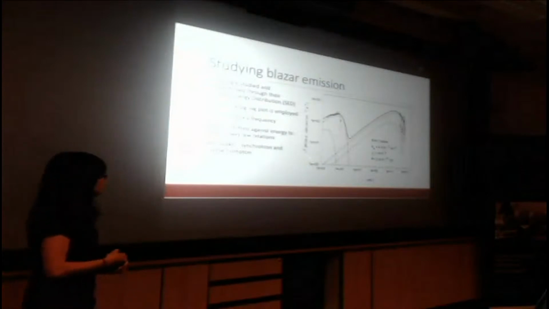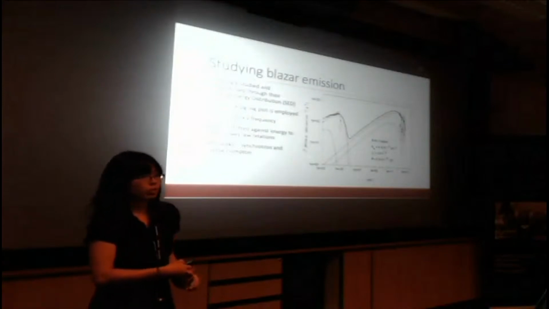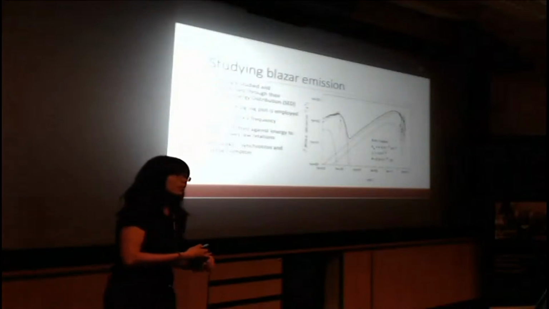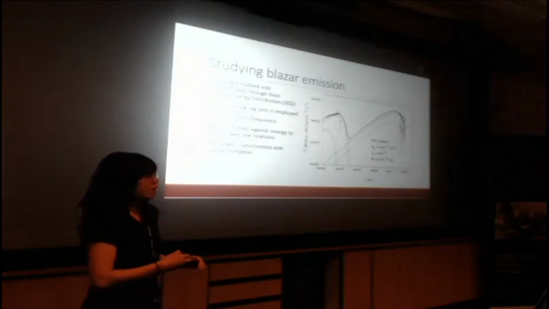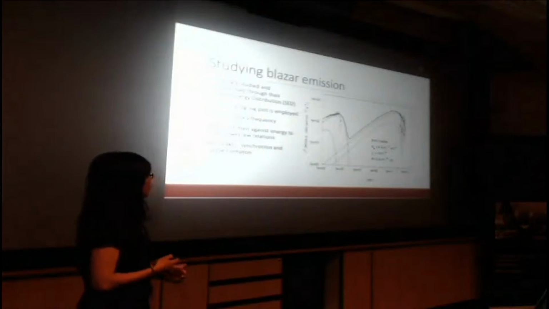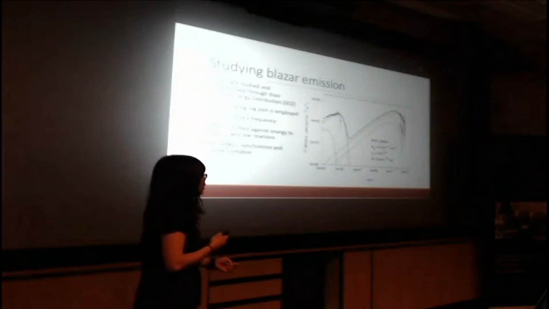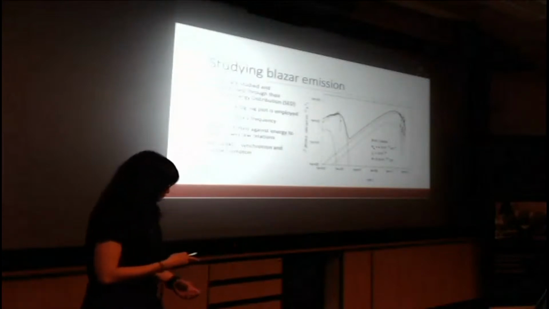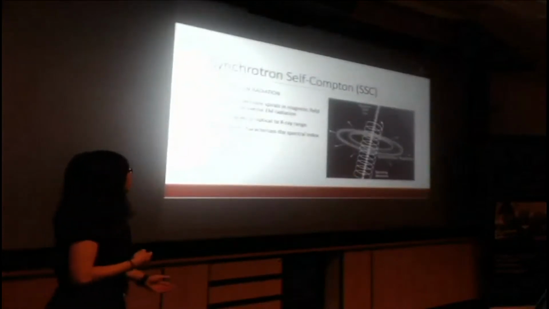This plot here is actually a synchrotron self-Compton model, which is the model that I've been studying over the summer. In this model, there are two characteristic peaks that are produced by two different radiation processes, the synchrotron radiation and the inverse Compton emission. The synchrotron is the low energy one, and the inverse Compton is the high energy one. So I'll just briefly go through the two radiation processes.